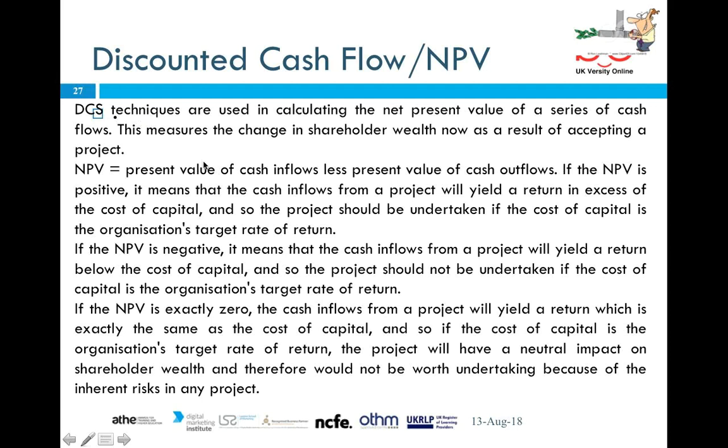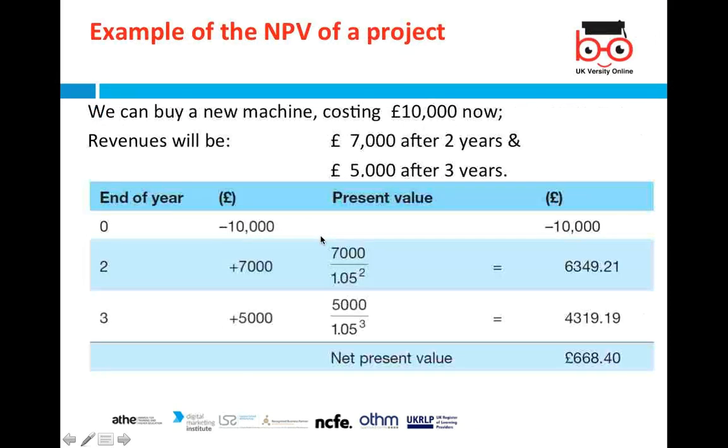flow or NPV: discounted cash flow techniques are used in calculating the net present value of a series of cash flows. This measures the change in shareholders' wealth now as a result of accepting the project, whether equal, negative or positive. That's the elaboration of the discussion. So you can have a look, read, and try some good examples of how to calculate the net present value with multiple years.